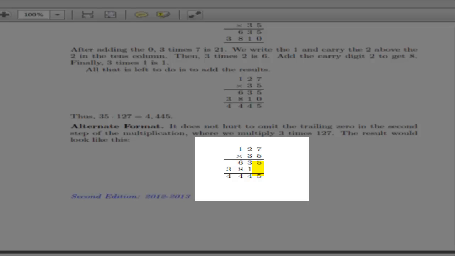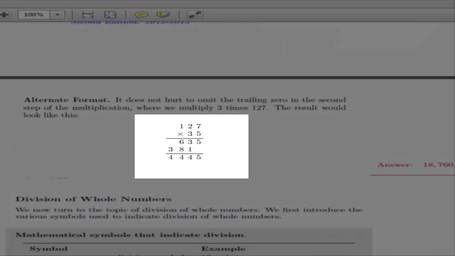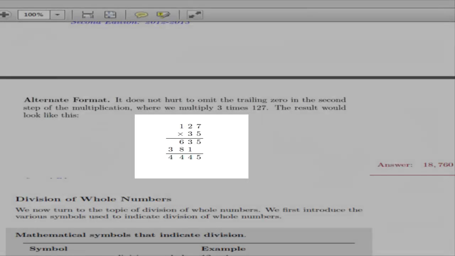Where we multiply 3 times 127, the result would look like this. In this format, the 0 is understood, so it is not necessary to have it physically present. The idea is that with each multiplication by a new digit, we indent the product one space from the right.